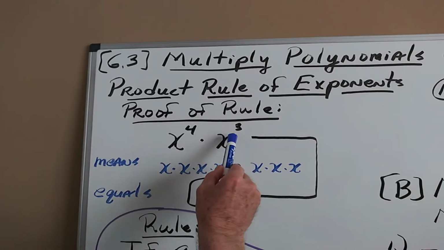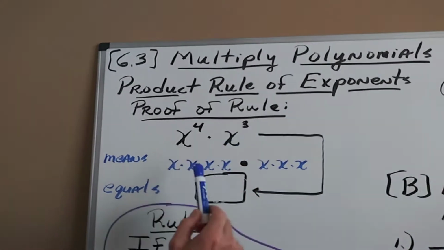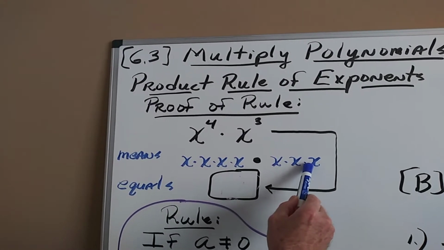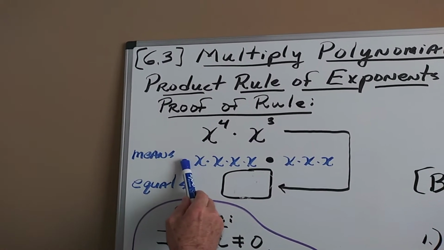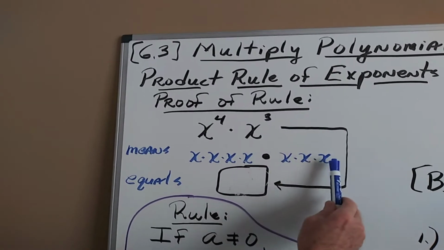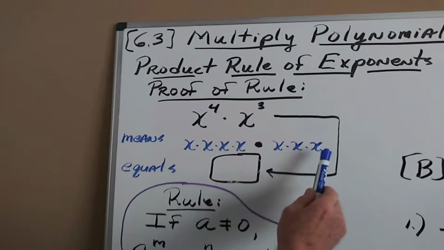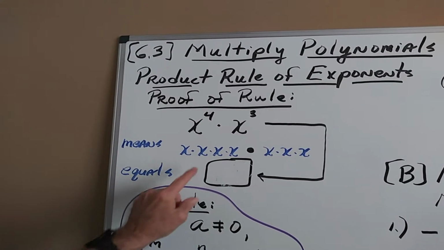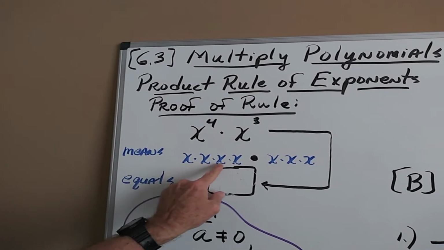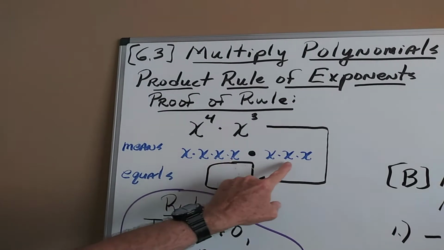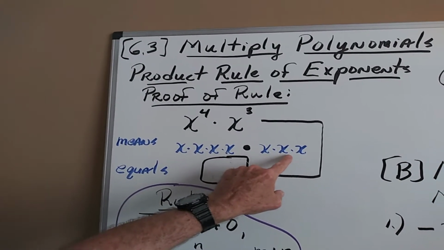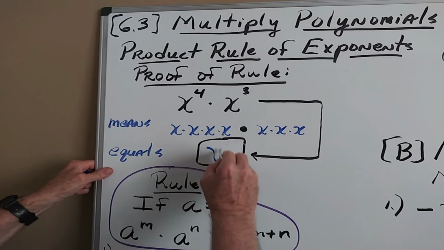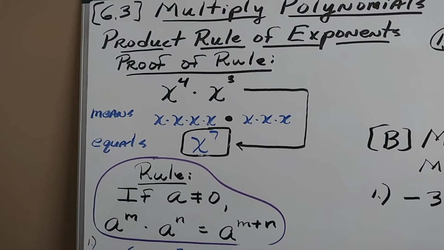And then we're going to write out the meaning of the second monomial factor, x cubed, which would mean x times x times x. If we now multiply this out and write our final answer using an exponent, since there's a total of 4 factors of x here and 3 additional factors of x here, our final answer written as a power should give us x to the 7th.